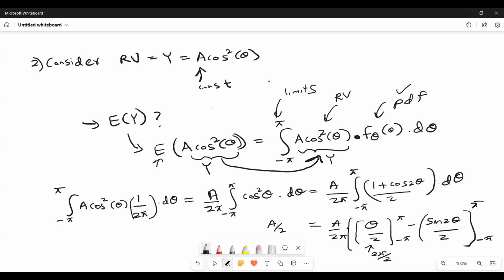This second part will be 0, because you will be taking the difference between sine 2 pi and minus sine 2 pi, so you will be canceling those two out. You can check that out. So this part will equal 0, and then the final answer will be a over 2.